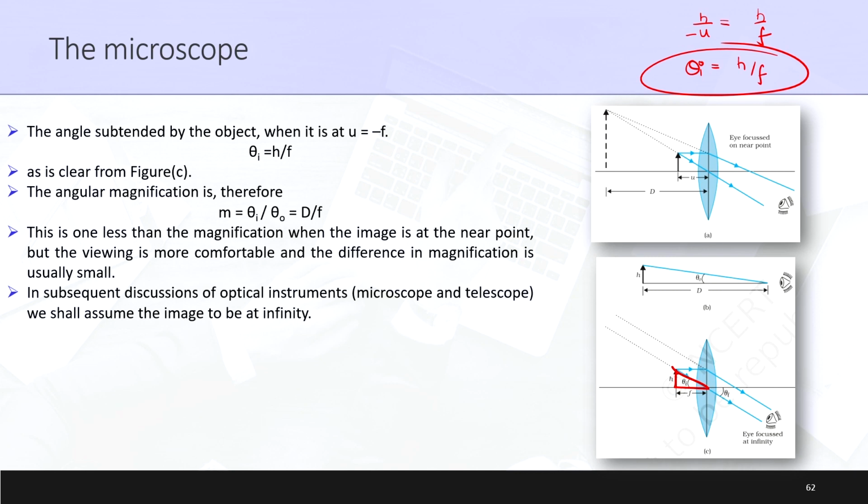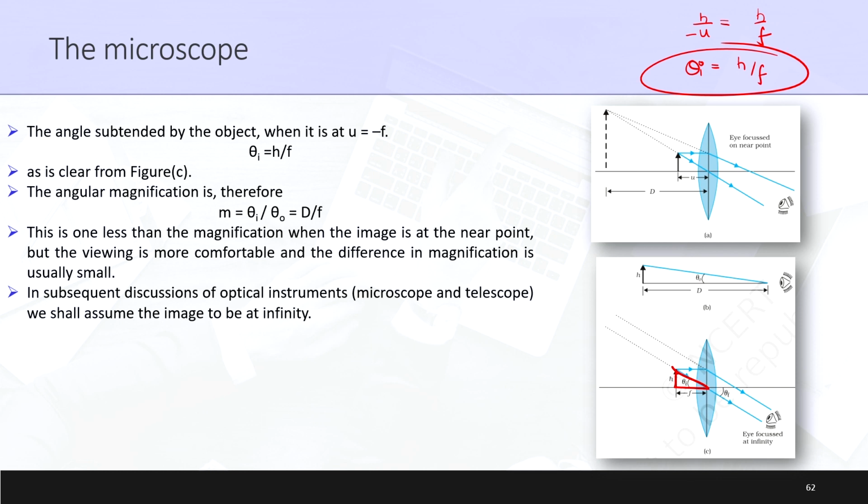This is one less than the magnification when the image is at the near point, but the viewing is more comfortable and the difference in magnification is usually small. For example, if a magnification of 8 is obtained, then 8 and 7 will not have much difference in the actual magnification. So, in subsequent discussions of optical instruments, we shall assume the image to be at infinity.